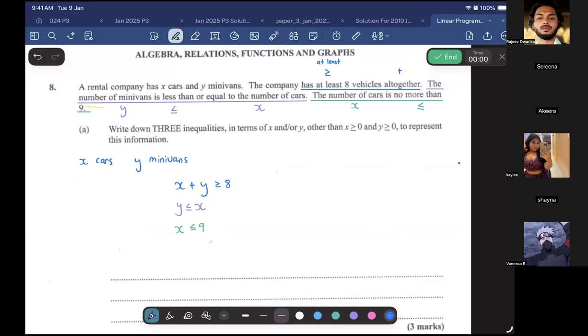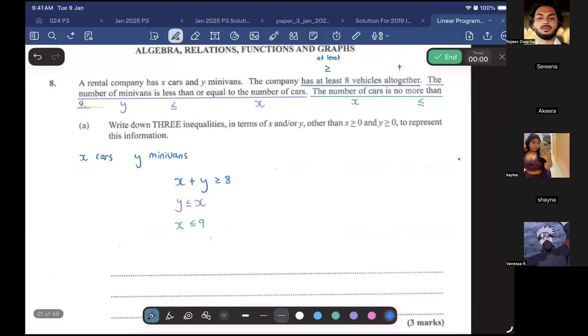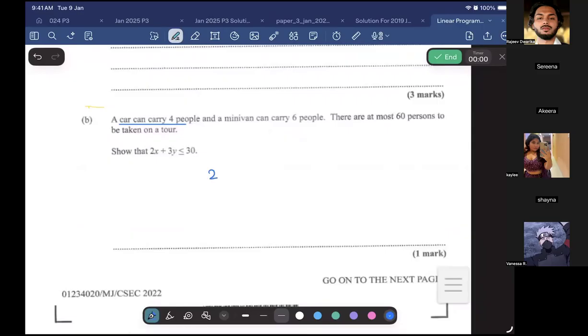X cars. Exactly. So let me ask you that question, Akira. If I told you that they had 2 cars, how many people could we carry with those 2 cars? How would you figure that out? So if I told you we had 2 cars, how could I figure out the total amount of people I could carry with the 2 cars? What would you do?